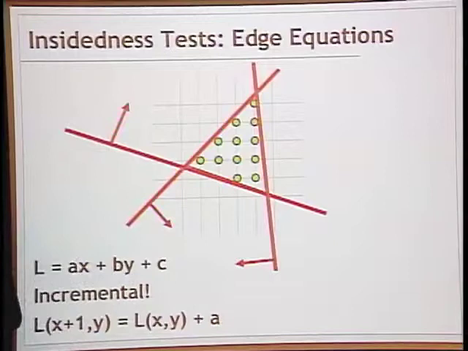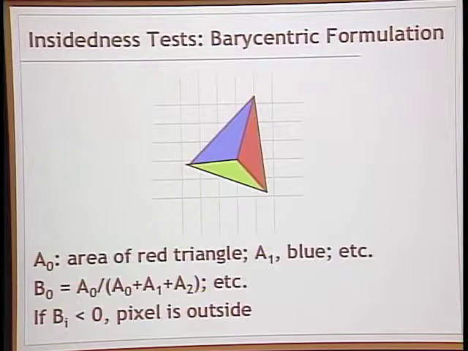Here's another way that we can do it. What we're seeing is edge equations will tell us if something is inside the triangle or not. Great. Here's another way to do it. This is going to seem really crazy starting out. What we're going to do is define the areas of these triangles, the red triangle, the blue triangle, and the green triangle. Then we're going to define B as the fraction of the overall area. So B ranges from 0 to 1, basically.